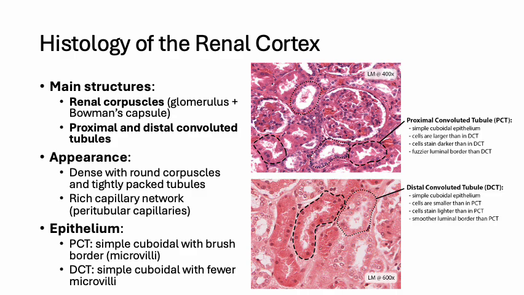Under the microscope, the renal cortex is easily recognized by the presence of the renal corpuscles, which are circular structures made up of the glomerulus and the Bowman's capsule. Surrounding these are the proximal and distal convoluted tubules. The proximal convoluted tubule has a prominent brush border, giving it a fuzzy appearance, while the distal convoluted tubule appears clearer and more defined. The cortex is highly vascularized with peritubular capillaries which support reabsorption and secretion activities.